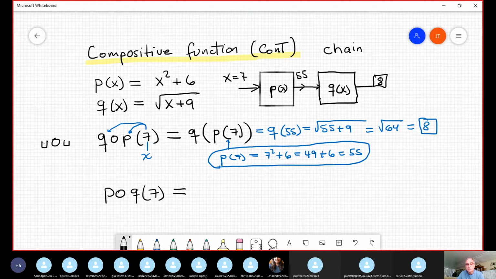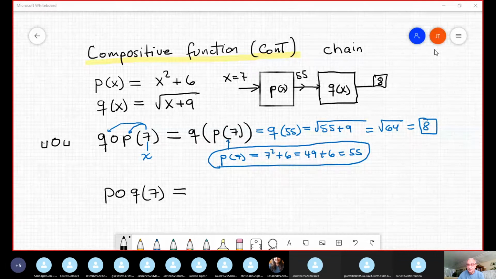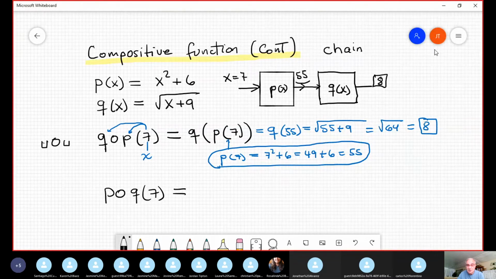Zoom up or zoom down. Like that, up or down. P of 7 is 55 and Q of 55 is 8. But actually, we don't need the answers separately. We need the final answer after the total chain. This is the intermediate value. I don't care about it. The value I care about is this one. Okay? Let's do it in the second way.